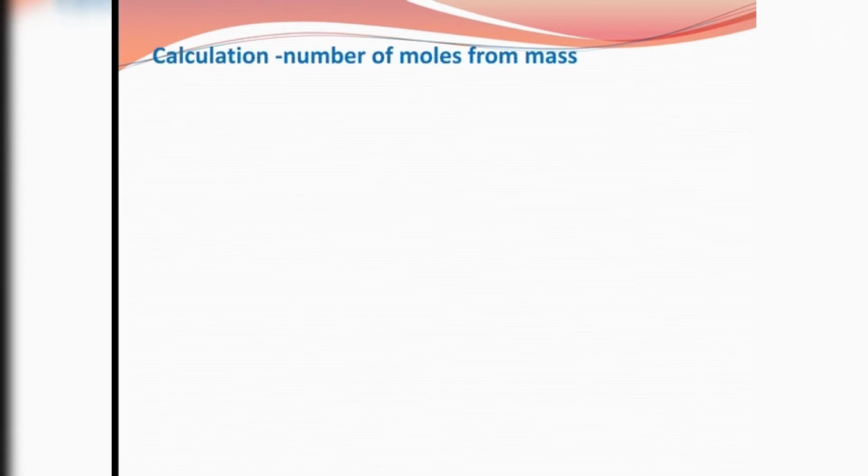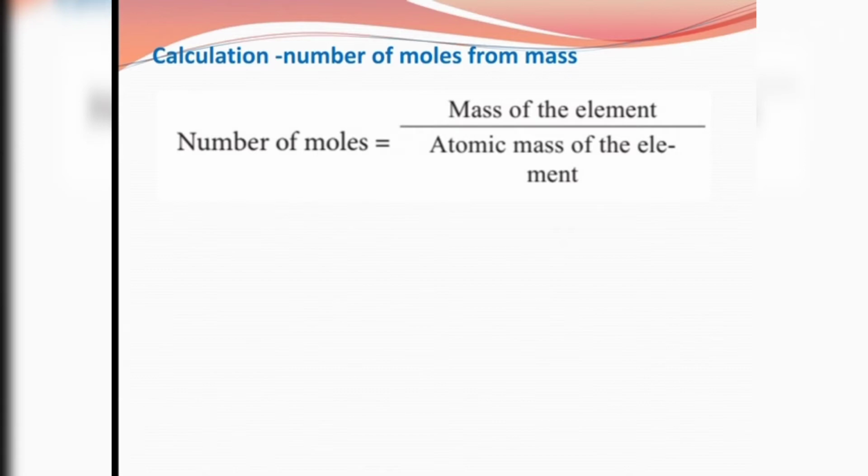First of all, we are going to calculate the number of moles from mass. Formula: number of moles equals mass of the element divided by atomic mass of the element.